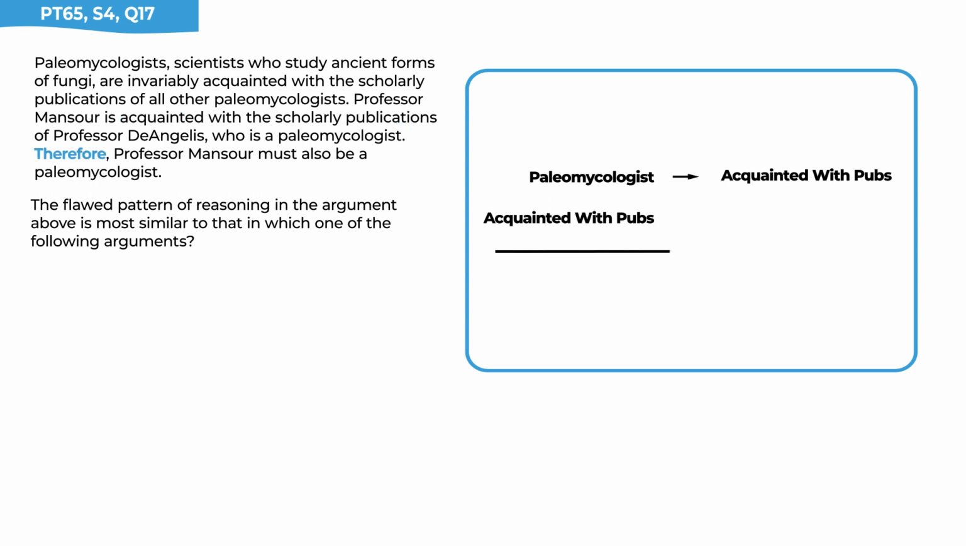They go on to give us a conclusion, therefore, Professor Mansour must also be a paleomycologist, right? So they're giving us the trigger from that original rule. This argument is flawed in that it mistakes a necessary for sufficient condition. It reverses the direction of the conditional relationship. So in the answer choices, we'll be looking for another argument that commits the same flaw, mistaking a sufficient and necessary condition. Here's answer choice A.